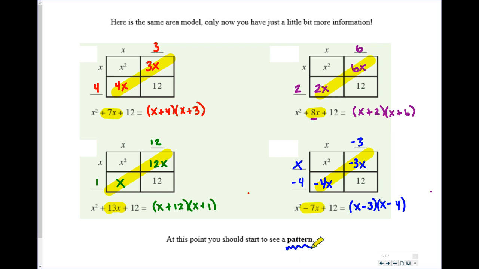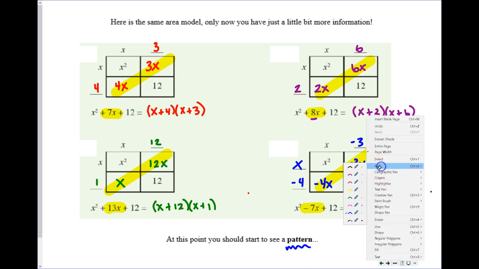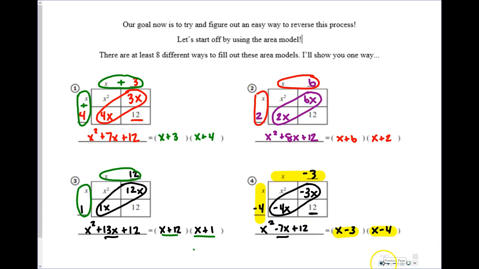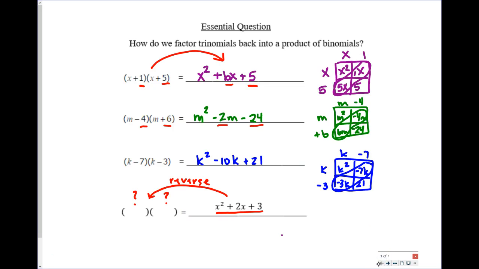The pattern is that you're looking for a number that multiplies to this, but adds up to this. That's the relationship we're looking for. And you'll notice if we go back to the beginning, that's the relationship here as well, right? What two numbers multiply to 5 but add up to 6? Well, isn't 5 times 1 5? But 5 plus 1 is 6?